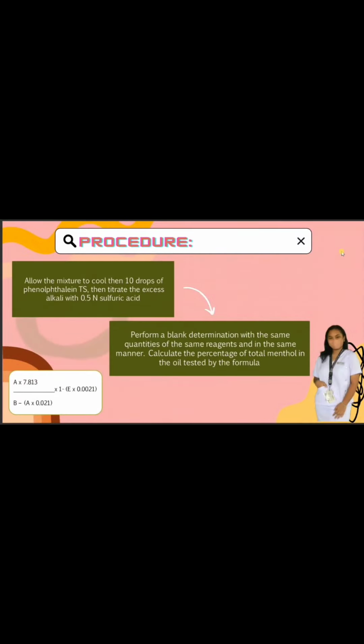Then, allow the mixture to cool, add 10 drops of phenolphthalein TS, then titrate the excess alkali with 0.5N sulfuric acid. Tapos, perform a blank determination with the same quantities of the same reagents. And in the same manner, calculate the percentage of total menthol in the oil tested by the formula.